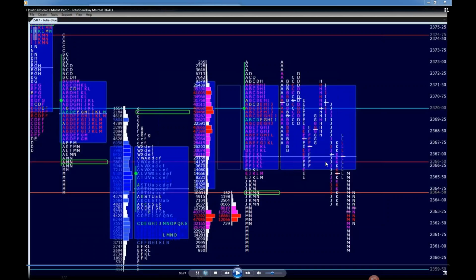Now, if this had been a double distribution day, let's say we broke away from this and established a whole new distribution down here, I would let the significance of that point of control go away. But the fact that it didn't go away tells me that the market's probably very short.